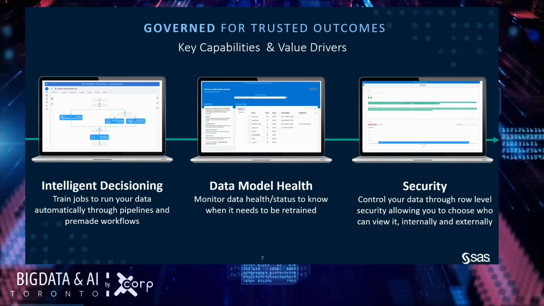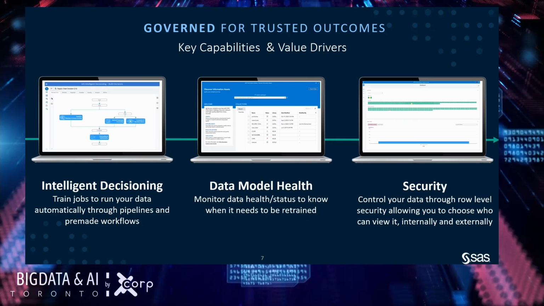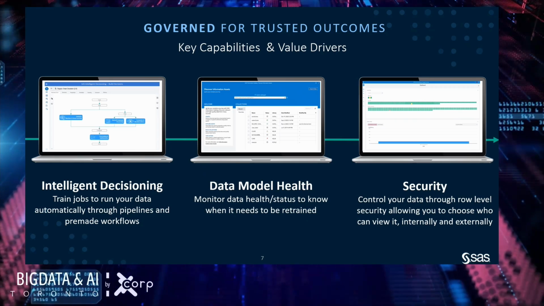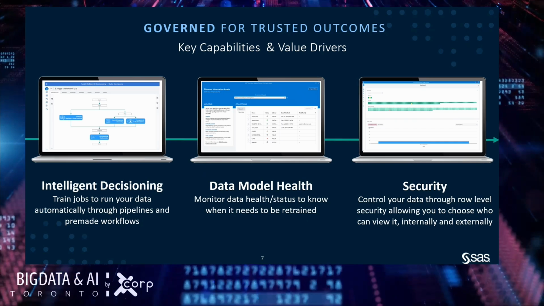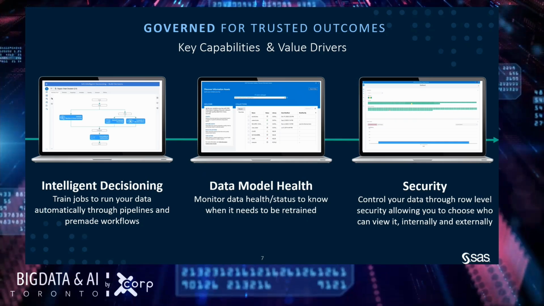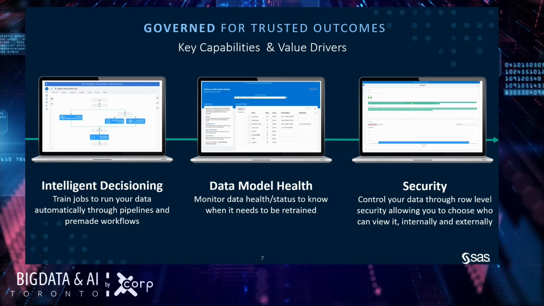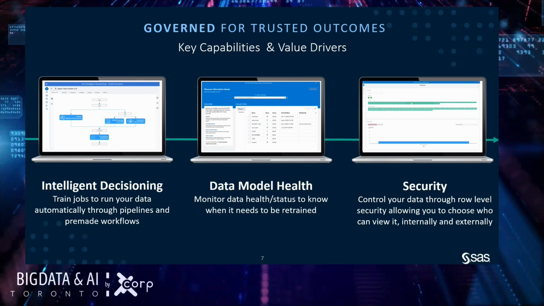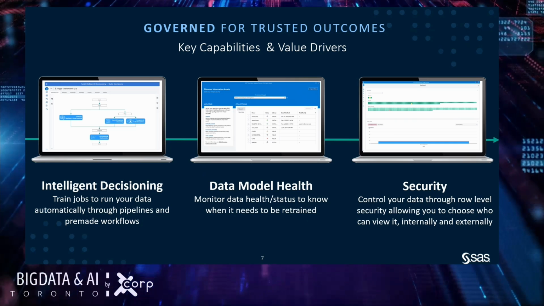Your data model health is where, once you publish a model that you've built, you can monitor its health as it goes through its lifespan. Over time, we know models become less and less accurate. You have to take them out, retrain them, and then redeploy them. SAS Viya can actually help you track that. You can see how well the model is performing and how well it's expected to be performing. It'll also tell you when you should start retraining it.